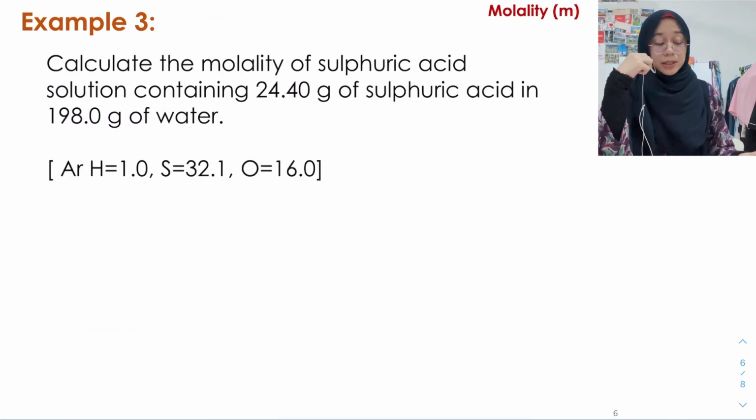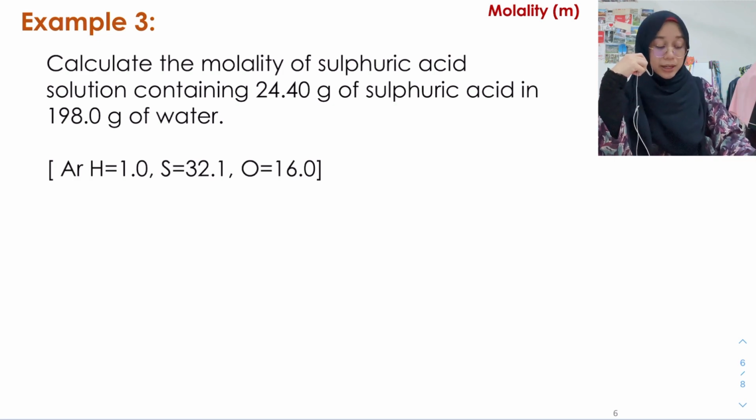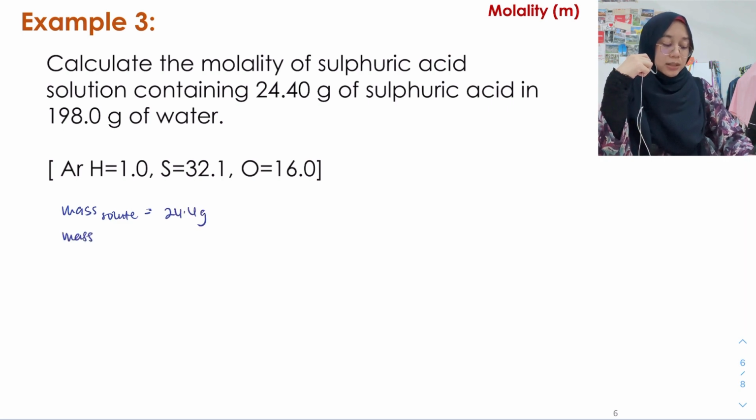Okay, right. So last example. Calculate the molality of sulfuric acid solution containing 24.4 gram of sulfuric acid in 198 gram of water. This is actually the same as example 1. So first, take out the info that we have. You have your mass of solute, which is our sulfuric acid, 24.4 gram. And then we also have the mass of solvent, which is 198 gram.